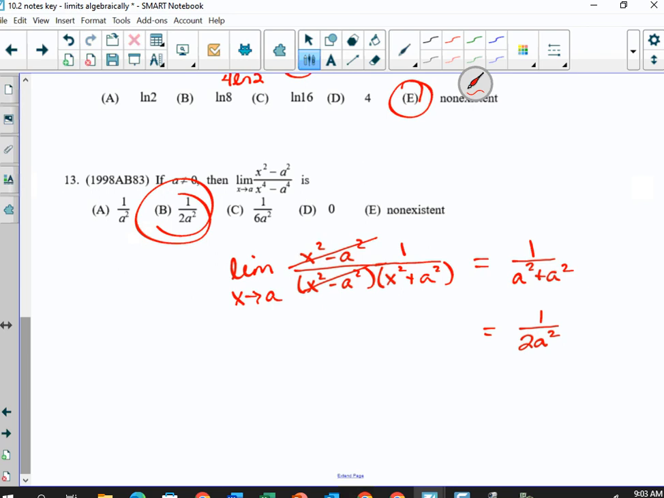Why are you putting the A? Because it's as X approaches A. I'm not just randomly selecting an A. Yeah, I'm a little confused. That makes more sense. Wait, but still, are we done?